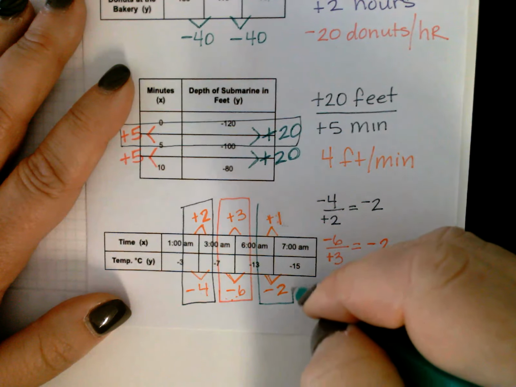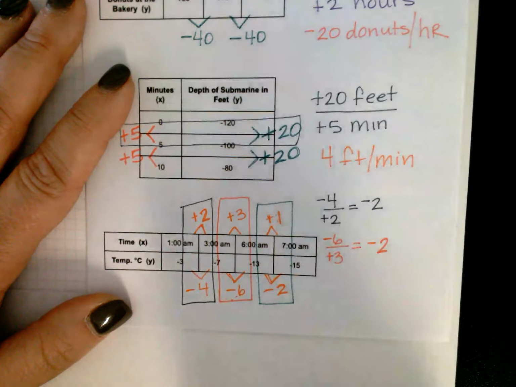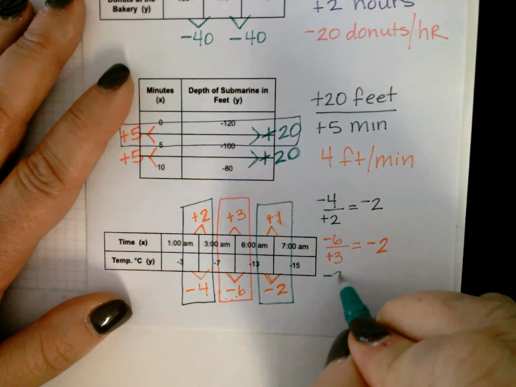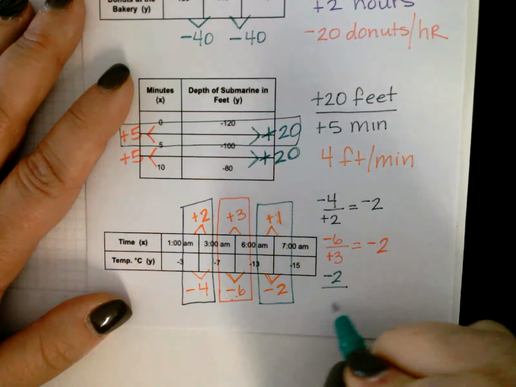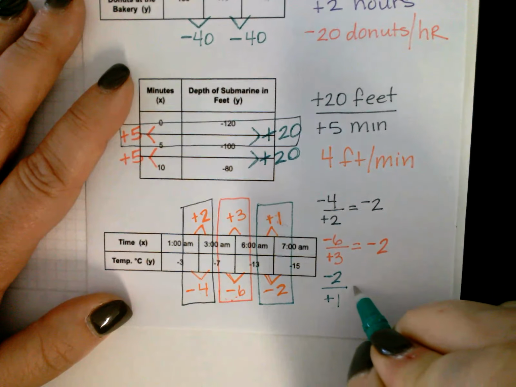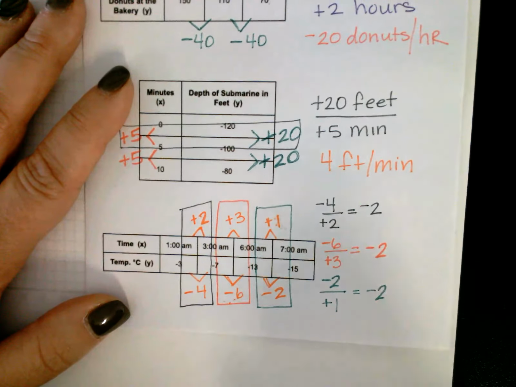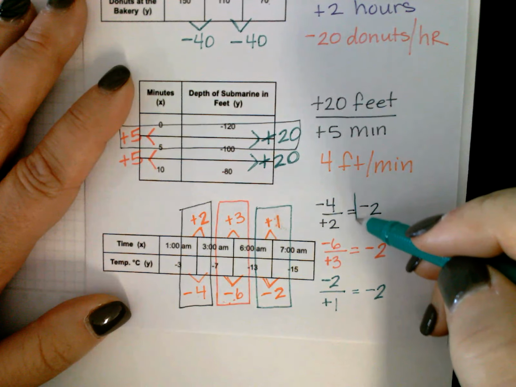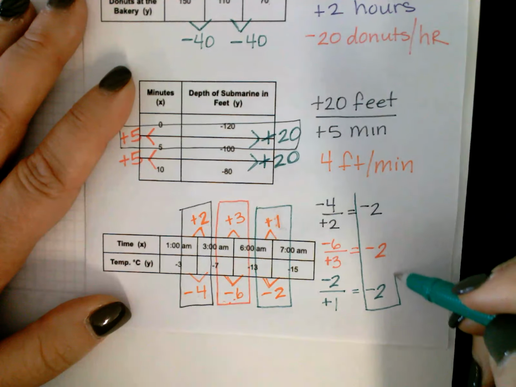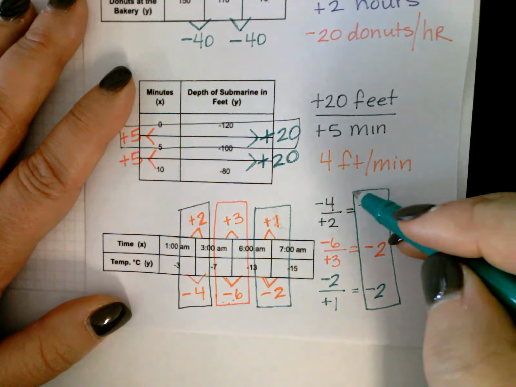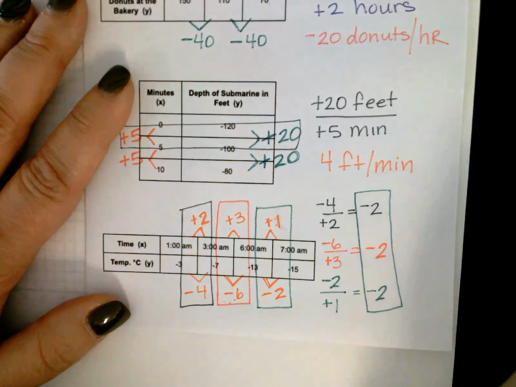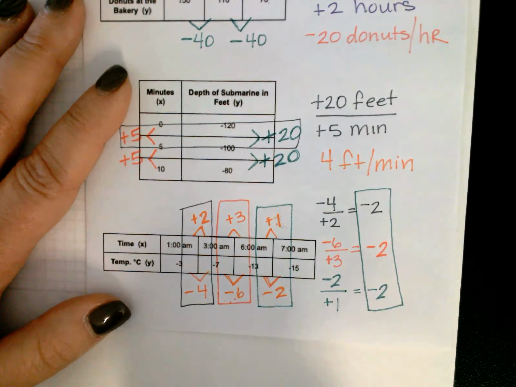And I'm going to verify here the next one. I had -2 degrees over a 1 hour change. That resulted again in a -2. I was able to get -2 for every change in the table. Do you remember what that means? If we were to graph it, what would that mean?